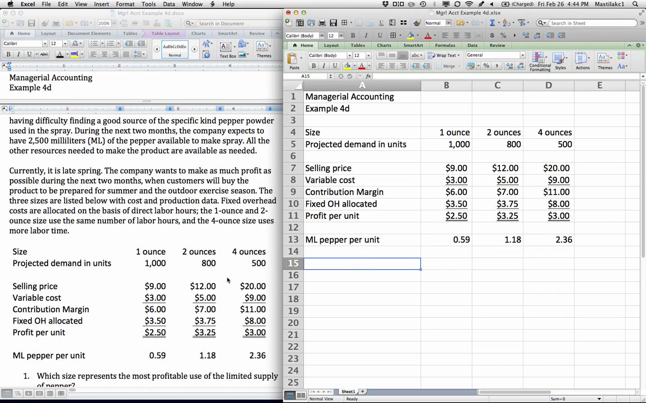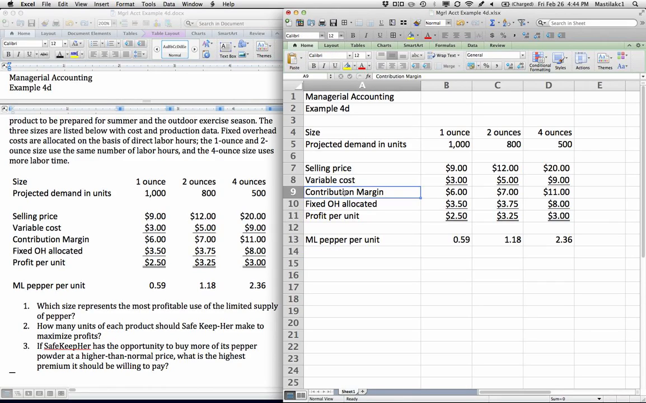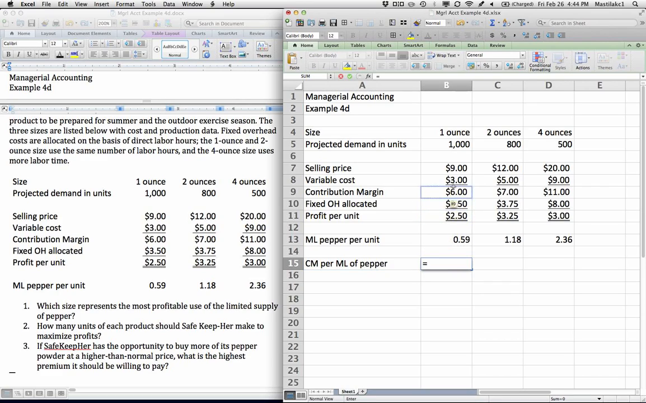So the decision model we have to use is our relevant measure of profitability, which is contribution margin. But instead of reporting it on a per unit basis, we have to report it on the milliliters of pepper, or more broadly, the contribution margin per unit of the constraint. Remember, the constraint is something that we have to try to exploit as best as possible and use as profitably as possible. So what we're going to do is we're going to take our contribution margin and divide it by how much pepper is going to be used in each product.